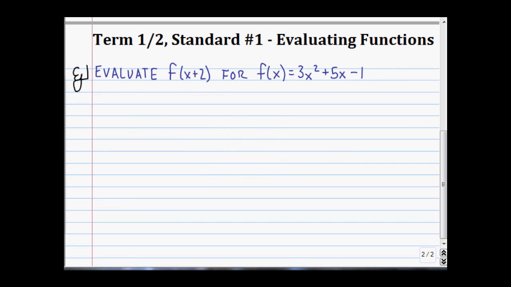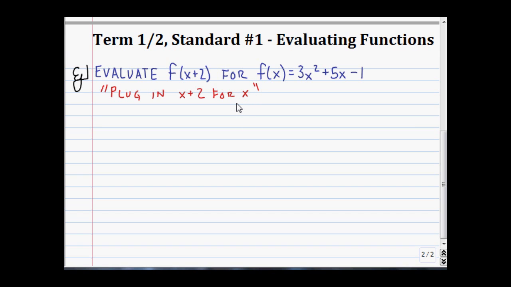Okay, moving onward, let's look at an example that's a little more involved this time. This time we're going to look at another problem from Standard 1. We're going to evaluate f of x plus 2 when f of x is given to us as 3x squared plus 5x minus 1. So once again, as we read this, we probably want to think about what the instructions are really telling us, and this time they're not just telling us to plug in a number, they're saying plug in x plus 2 everywhere we see an x. So we're going to now substitute in an actual binomial expression and then simplify from there.